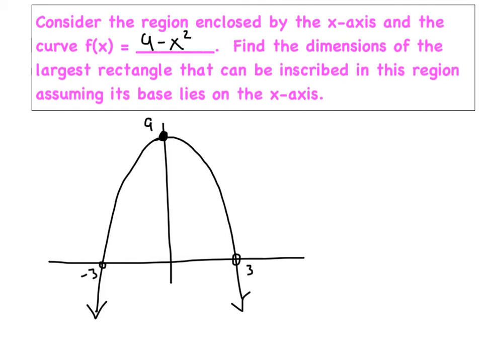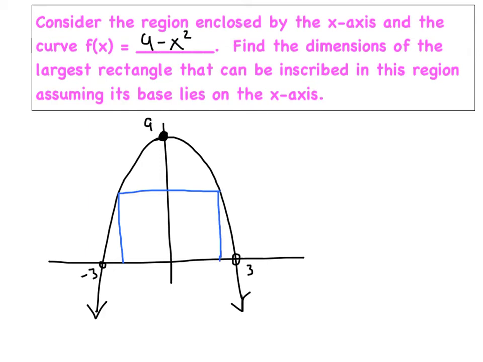Alright, okay, and here's what they want us to do. They want us to find the dimensions of the largest rectangle possible that can be inscribed within this region, assuming that its base lies on the x-axis. So I'm kind of picturing some kind of a happy medium rectangle that looks like this. You could make it taller, but if you made it taller, then it would be more narrow. Or you could go the other way: make it shorter and a little wider. We're just trying to experiment, or kind of fidget around, until we find the biggest possible rectangle.